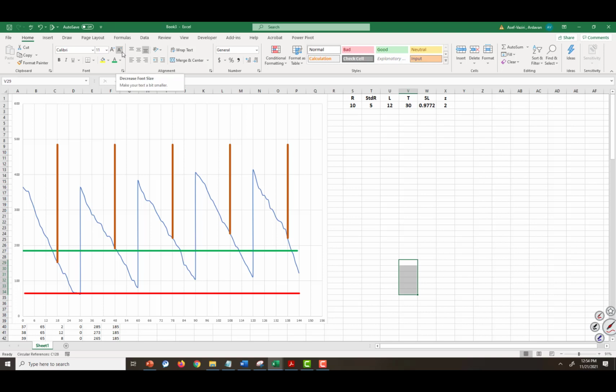I'm going to teach very basics of periodic inventory system using a simplified example. Suppose demand for our product has an average of 10 units per day, and suppose standard deviation is 5. We review our inventory every 30 days. Lead time is 12 days. Ownership of product is transferred to us as soon as we place an order.